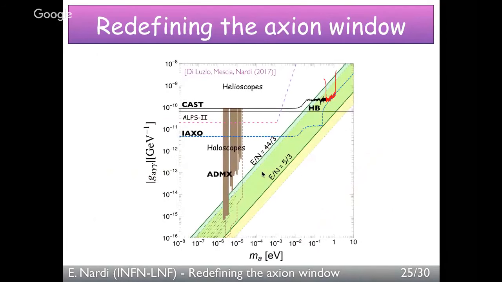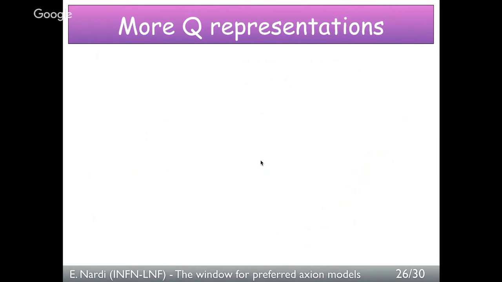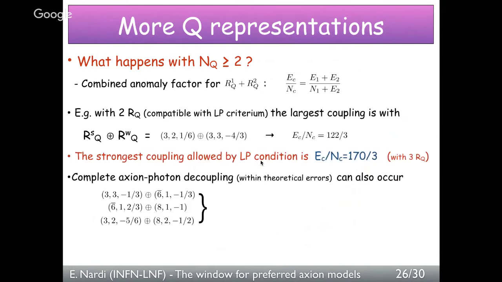And you plot this on your mass axion-photon coupling diagram, and you see that you have a window which is now phenomenologically motivated, which has a good overlap with what was assumed before. And if you want, luckily, it drifts a bit towards larger couplings. Of course, you are also allowed to take more than one representation together. Here we take only one.